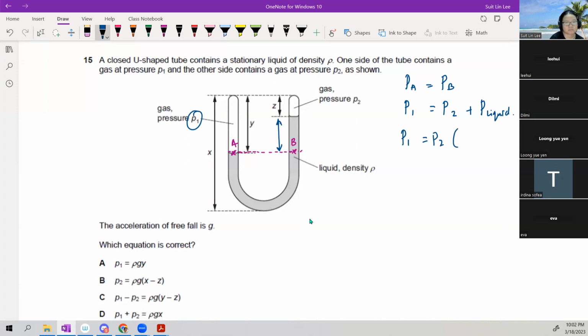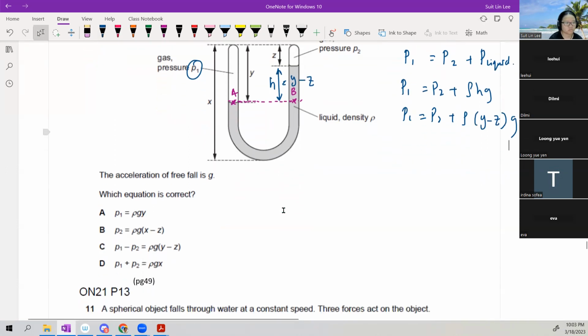P liquid is rho Hg. But the H is this one. And I look at all my answers, got Y minus Z or X minus Z. So I guess from here, this H is pretty obvious. It is Y minus Z. So P1 will be equal to P2 plus rho Y minus Z times G. So match the equation. I think the only one that has the option is this one.